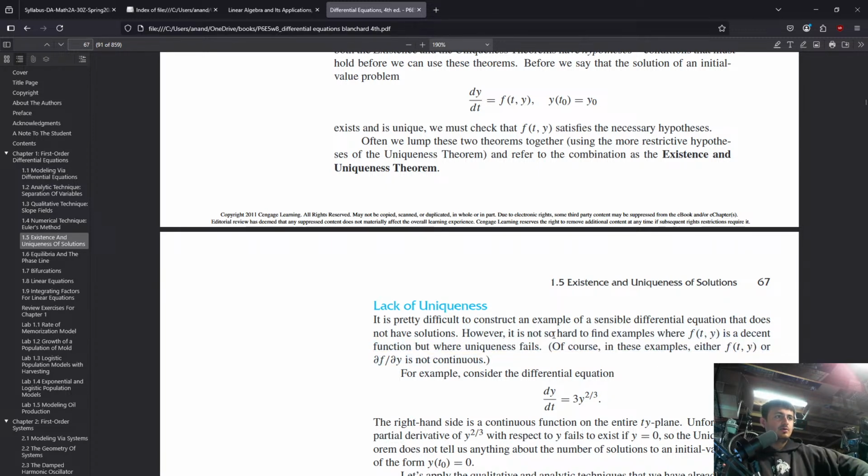Or partial f, partial y is not continuous. Consider the differential equation dy/dt is equal to 3y to the 2/3. The right-hand side is a continuous function on the entire ty plane. Unfortunately, the partial derivative of y to the 2/3 with respect to y fails to exist if y equals 0.